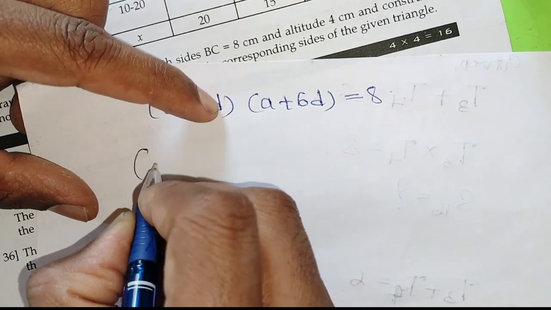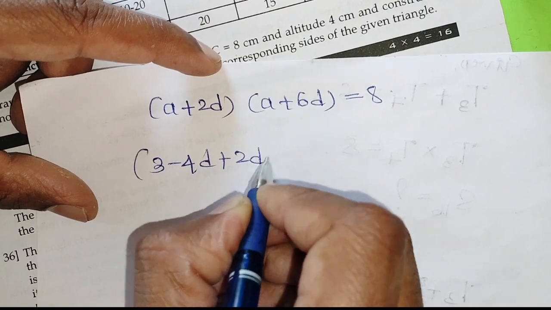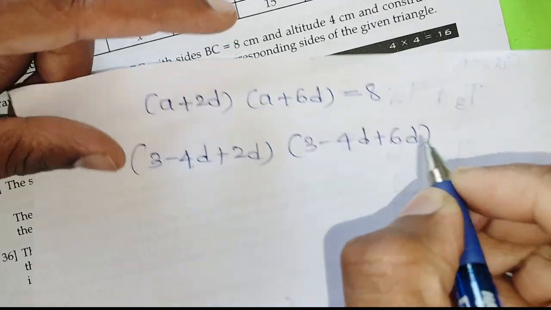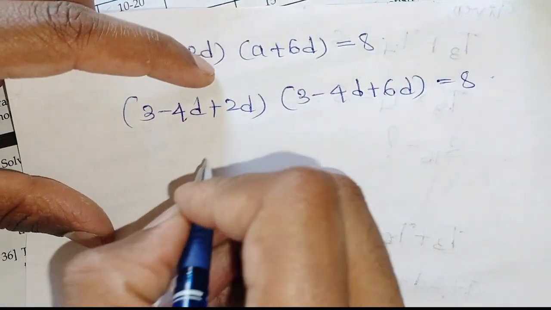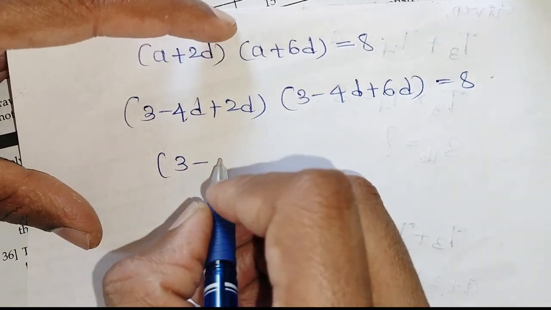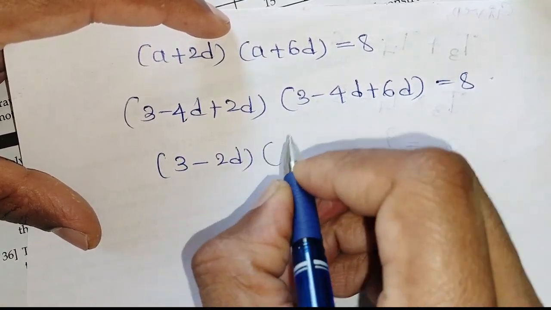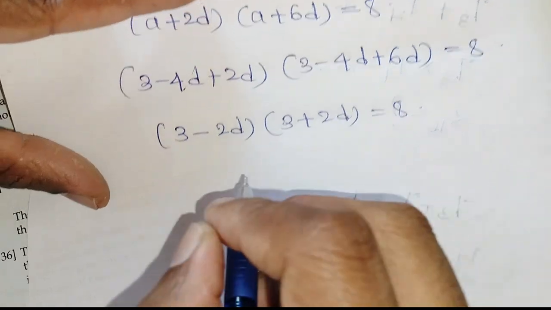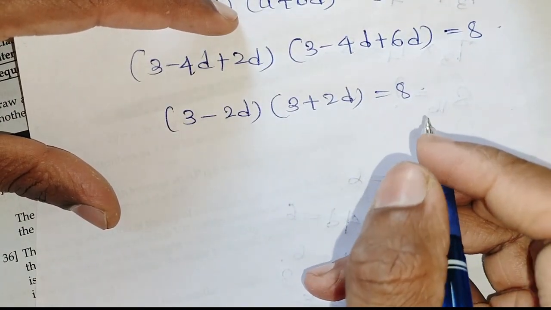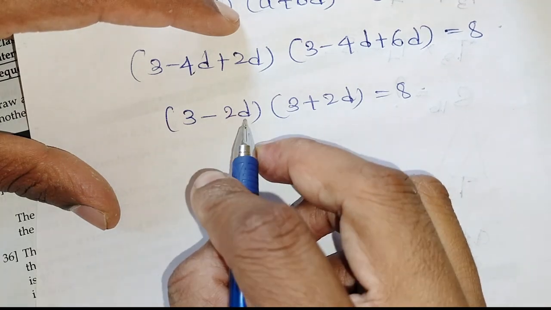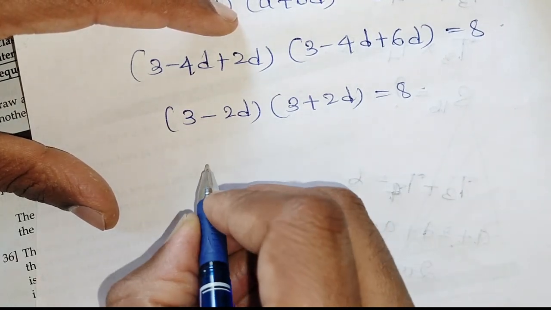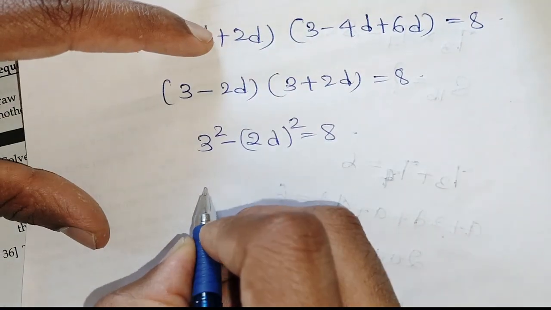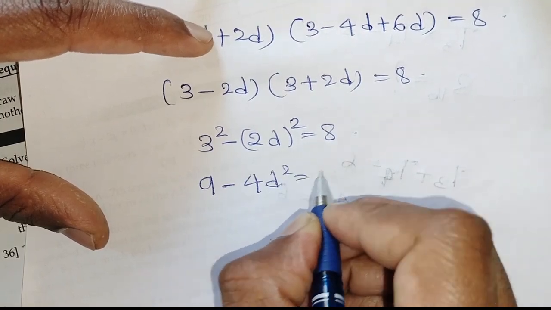A equals 3 minus 4d plus 2d, and here also 3 minus 4d plus 6d is 8. 3 minus becomes 2d. Here also it becomes 3 minus 3 plus 2d, and it becomes 8. We know that a minus b and a plus b are the same here, so it becomes 3 squared minus 2d squared equals 8, and 9 minus 4d squared equals 8.